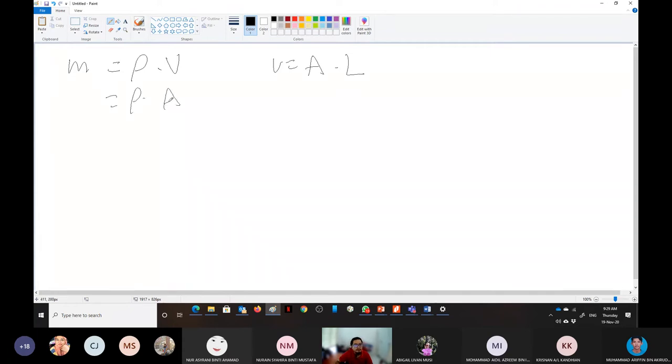So area times length. Okay, so next is how we relate. So we have equation one. Next, we know that force is equal to stress times area. Or stress is equal to force over area. So area is equal to force over stress. Okay, so we have this value. This is equation two.